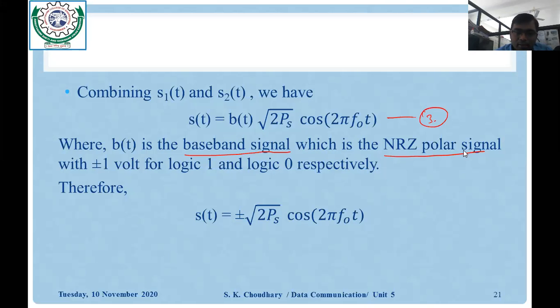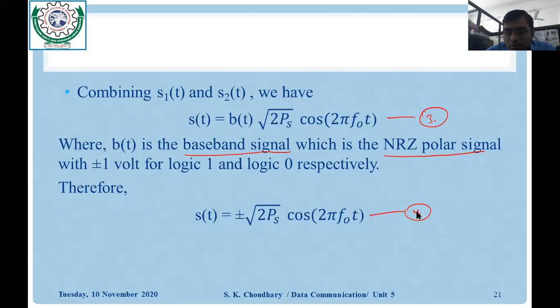So either you can represent this PSK signal through equation number 3 or equation number 4. It doesn't matter because both are the same, only the way of representation is changed. Here we have used the plus minus in equation number 4, and there we have used the one symbol, that is b(t), that is the NRZ polar signal.